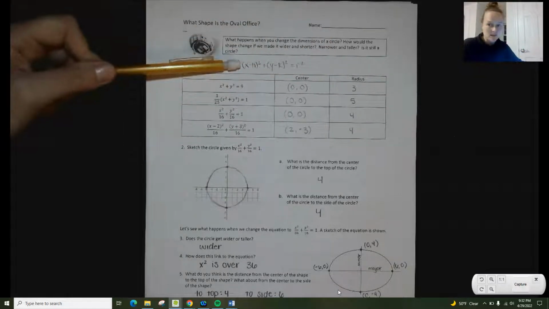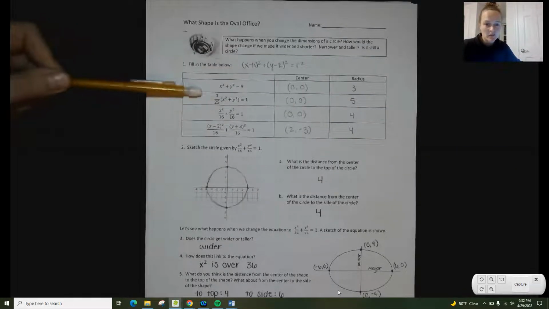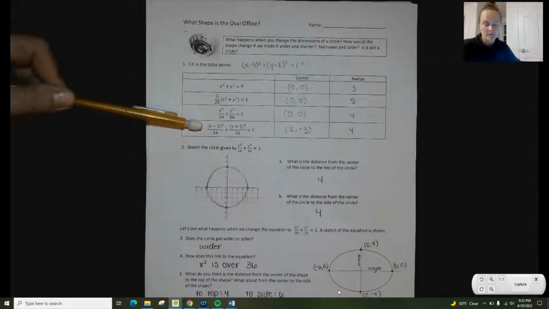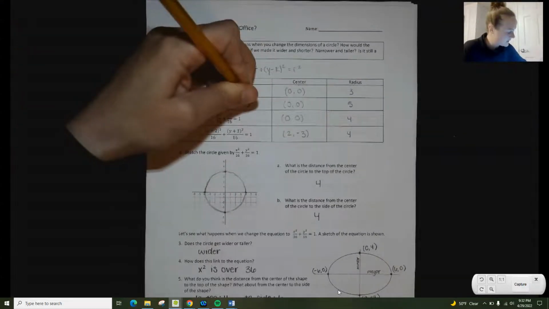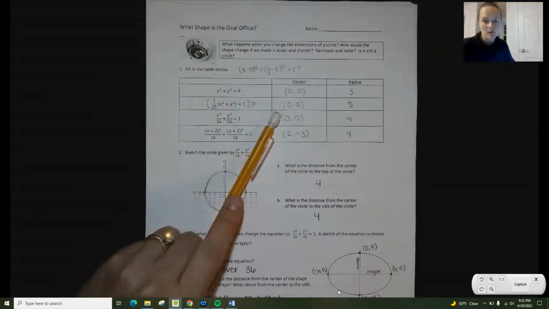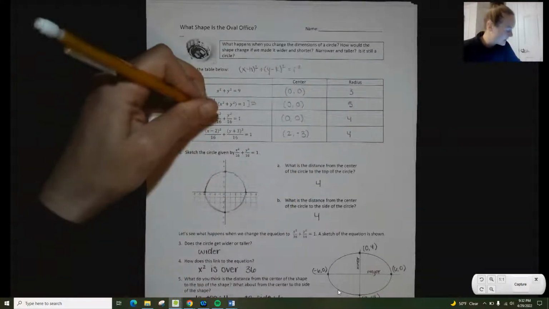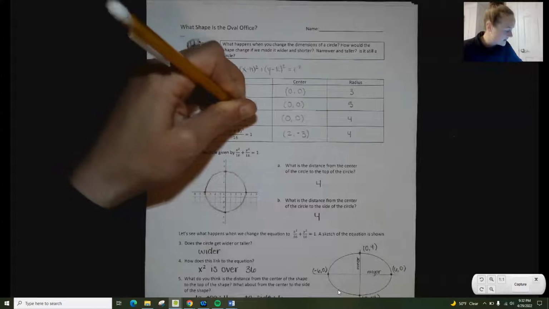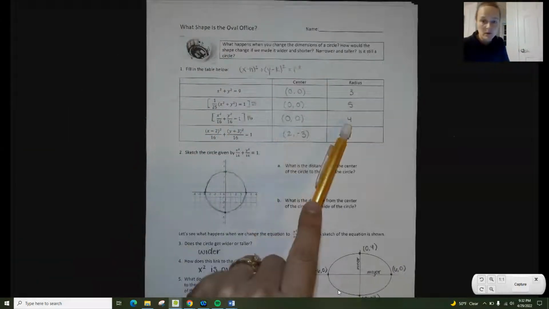Now notice this does not have any coefficients, leading coefficients, or fractions in here. So the second, third, and fourth one all have something that needs to be done to them in order to get them into this form. In the second one, if you multiply by 25 on both sides, you end up with x squared plus y squared equals 25, which is how I'm getting 0, 0, and 5. In the next one, if you multiply both sides by 16, you get x squared plus y squared equals 16. So that gives you 0, 0, and 4.